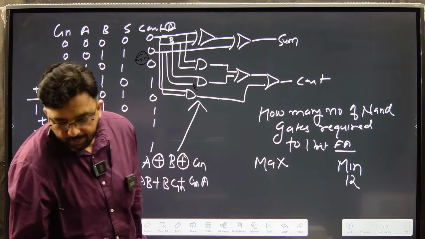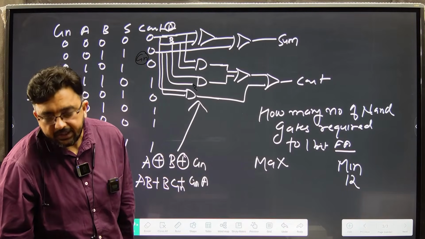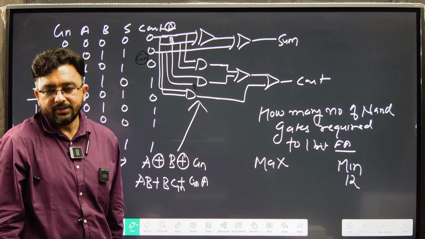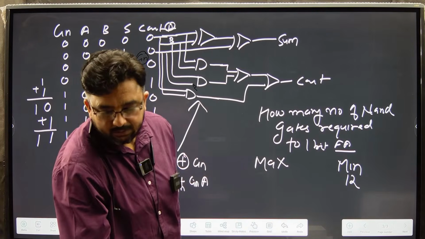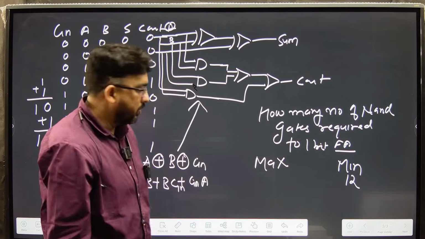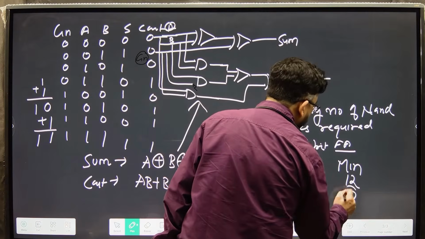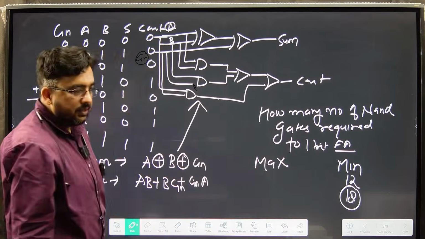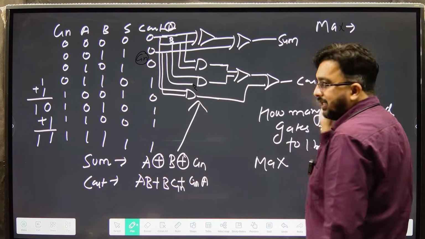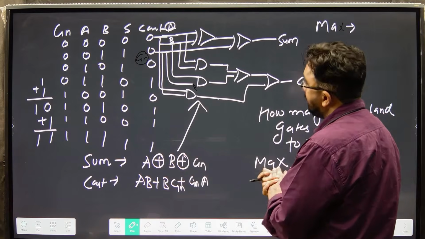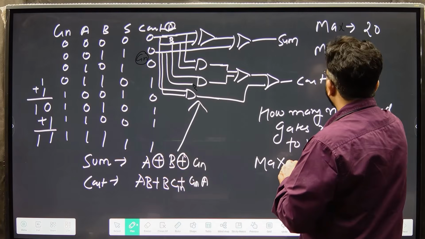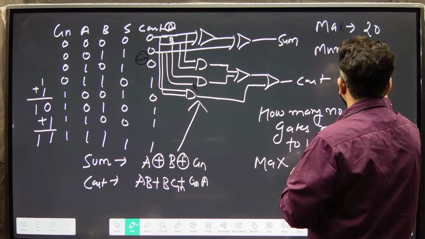And Parvati, you are telling me 18 is a maximum or minimum? Tell me. Minimum. Okay. So let me explain here. The maximum number of NAND gates is, again, this is a very good interview question, basically 20 and the minimum number is basically 9.